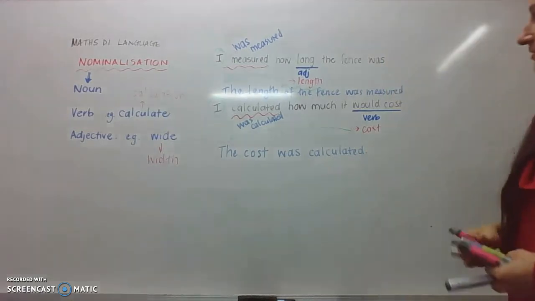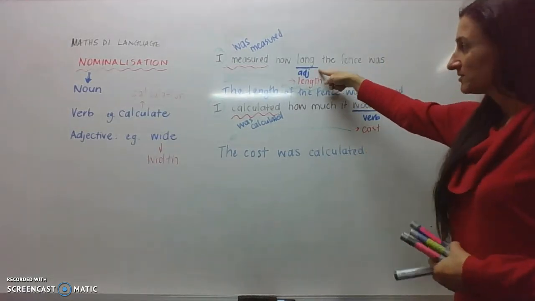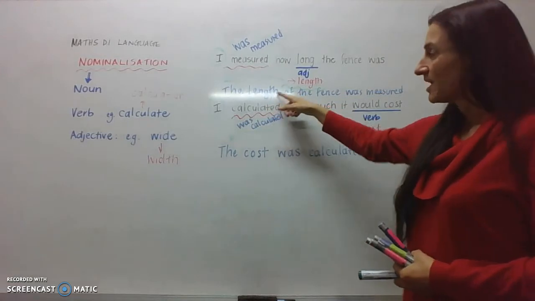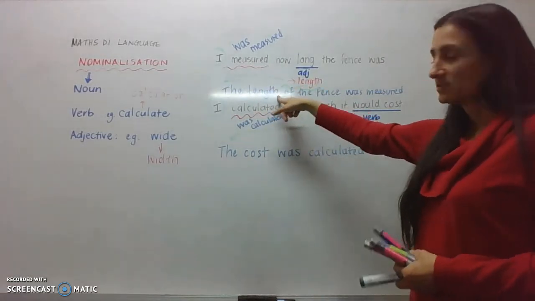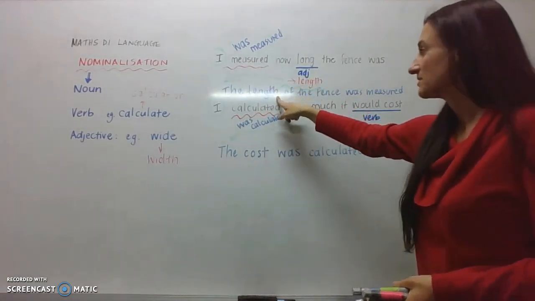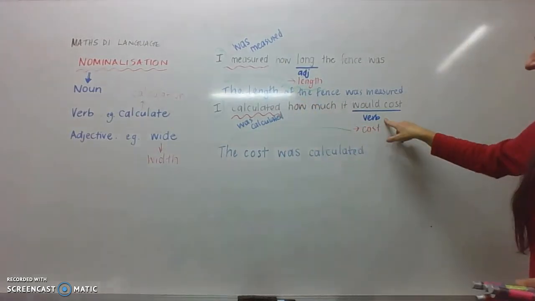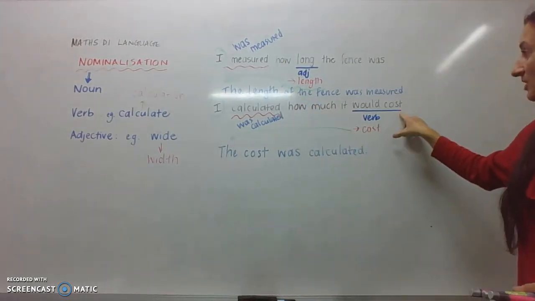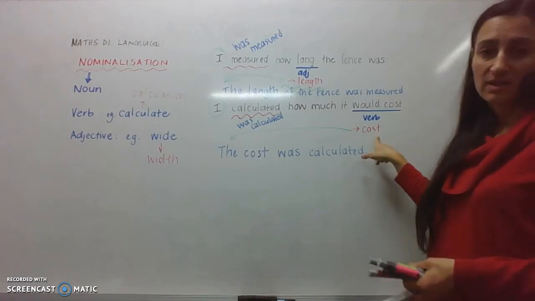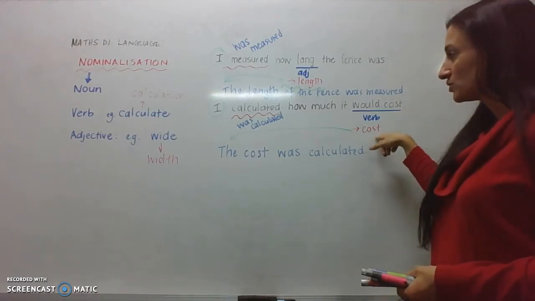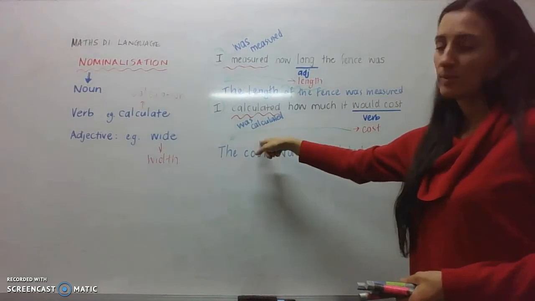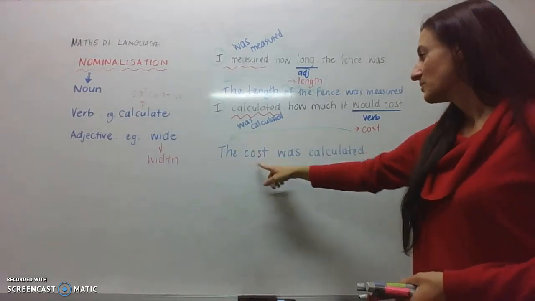So I've gone from having an adjective to a noun. I have nominalised that adjective to be able to put it in subject position in the sentence. I've done the same thing here. I've got a verb, how much it would cost. I've turned that into a noun. So now I can talk about the cost, and that lets me put that word in subject position. So I end up with the cost was calculated.